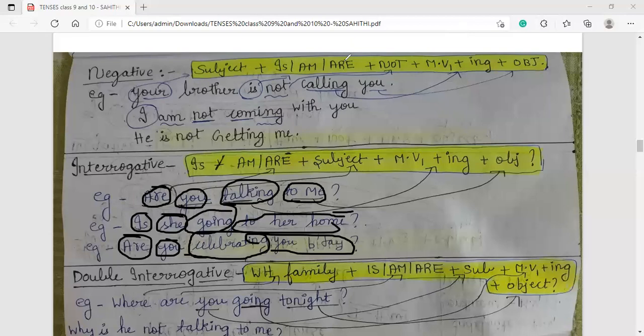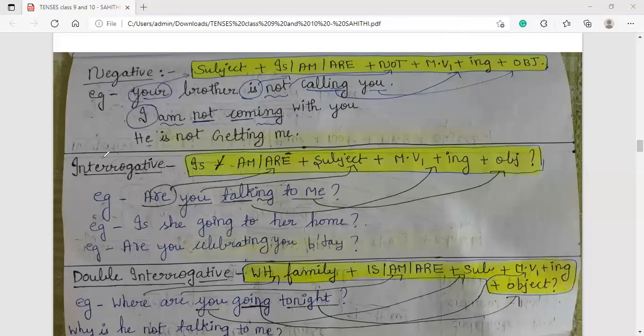और double interrogative में सिर्फ WH family plus is or am or are plus subject plus main form of verb plus ing plus object. ठीक है? So this is what the thing is. Now for double interrogative also I have given examples.